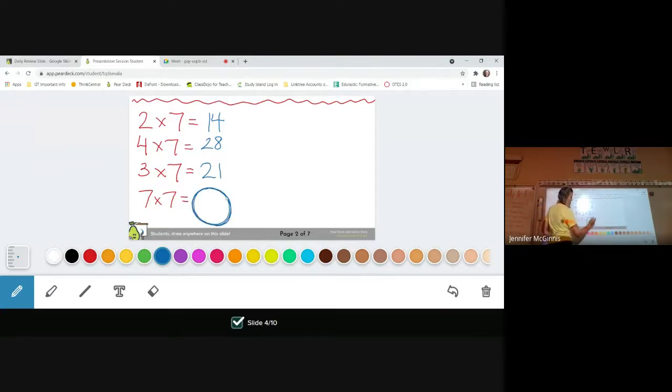Now, how did we find this answer? Izzy? I got the answer 49, and I just counted by 7s. Counted by sevens. What'd you do, Emma? I sang the 7 song in my head. Sang the 7 song. Chloe? So last I just knew it because I remembered from last year. Good. You guys know your multiplication facts.